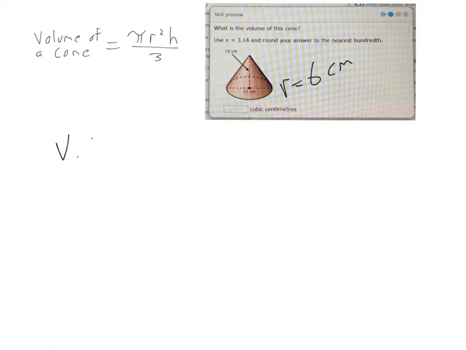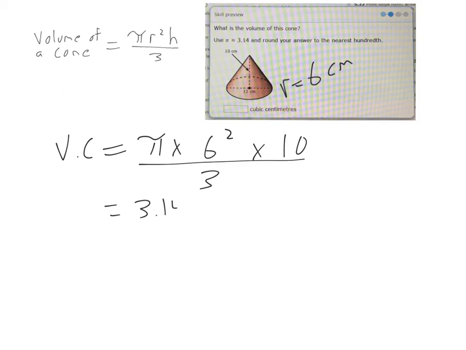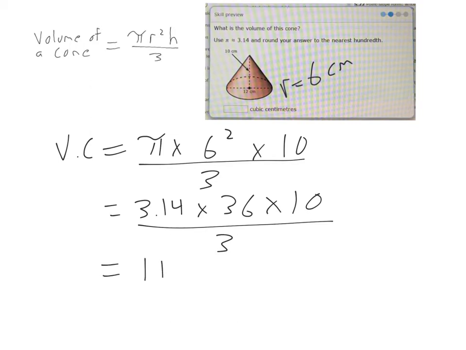Okay, let's write out what we know. Volume of a cone is pi times the radius, 6 squared, times the height, which is 10, divided by 3. So 3.14. I'm going to solve that exponent. 6 squared, 6 times 6 is 36, times 10 divided by 3. So let's do the multiplication in my calculator first. 3 times 36, 3 times 30 is 90, probably around 100, times 10, maybe around 1,000. Calculator says it comes out to be 1,130.4 divided by 3.